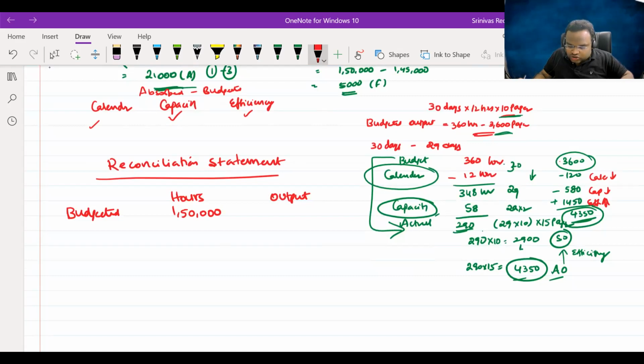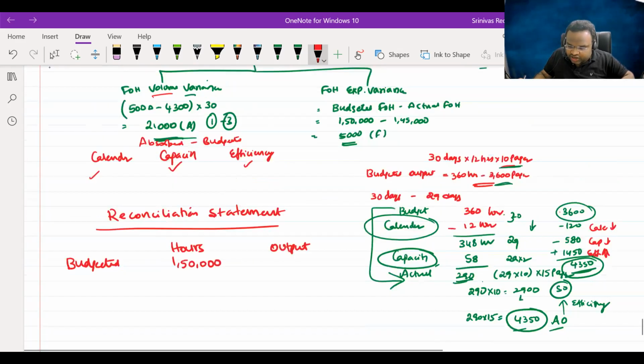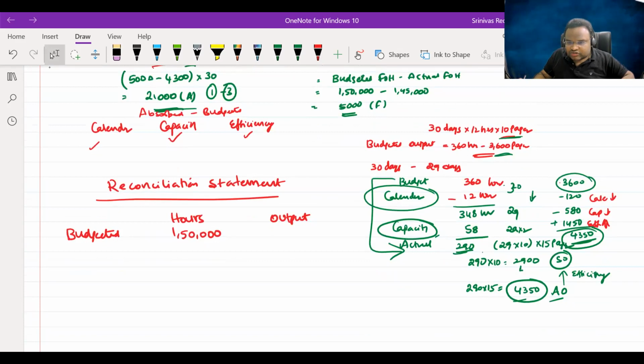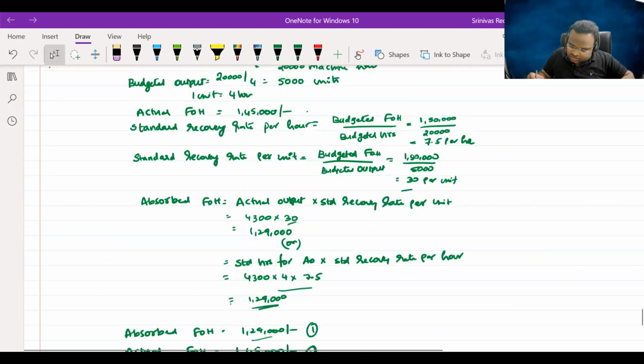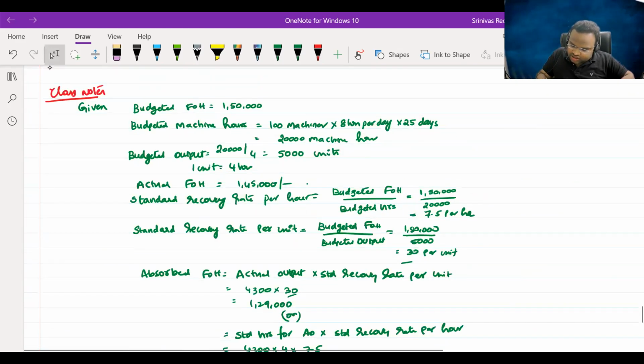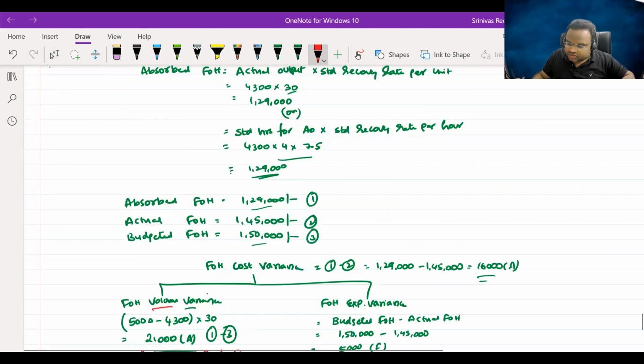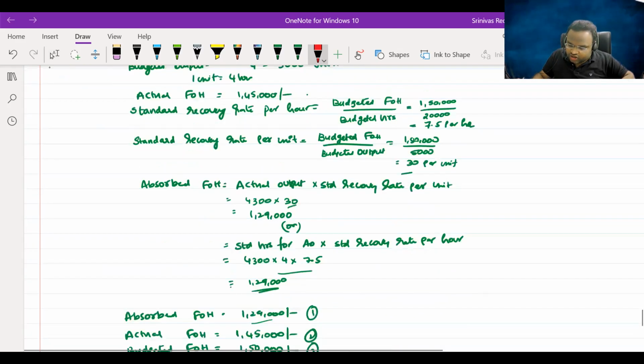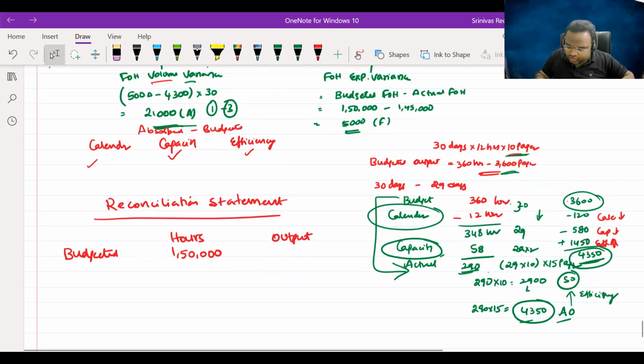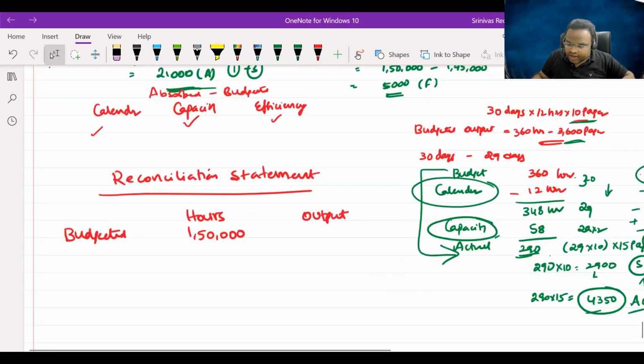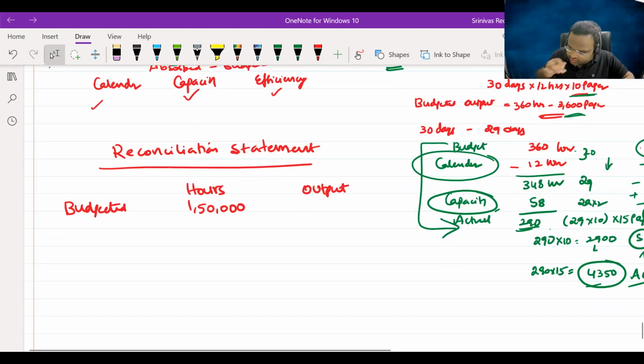Now, in this question, instead of every day, how many mission hours? 800 mission hours, correct? See, 8 hours per day means 8 into 100. Now, you have planned to work for how many days? 25 days. But you have worked only for how many days? 24 days.